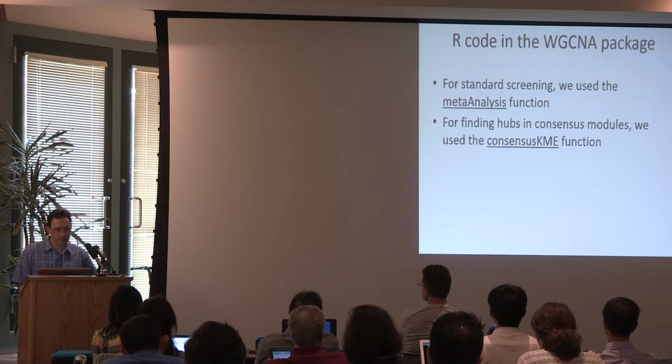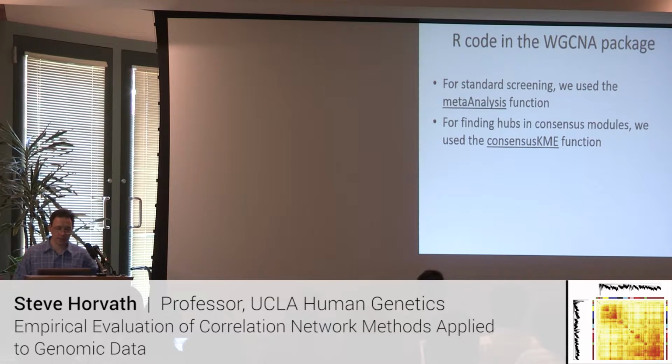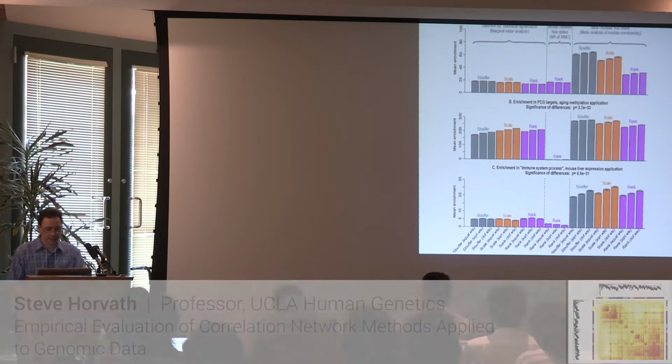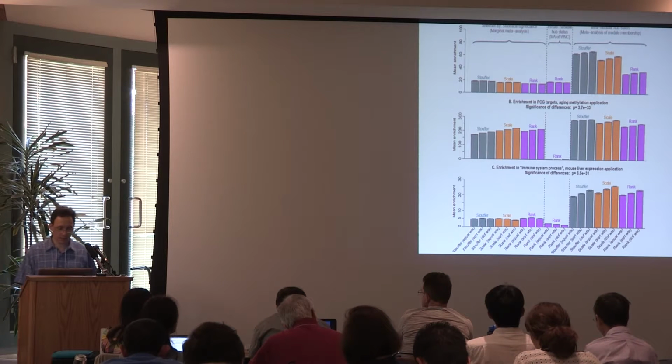And then, of course, there's this other R function that I mentioned a minute ago, consensus KME. So you have your modules. It automatically ranks genes according to their hub gene status. And so here are now the results. And let me describe it.